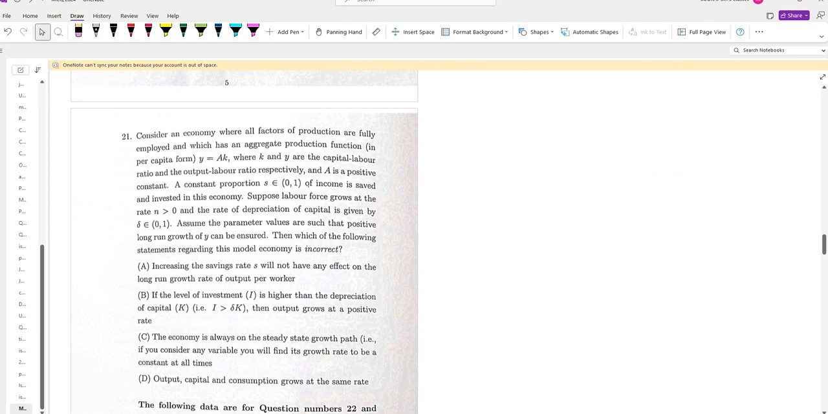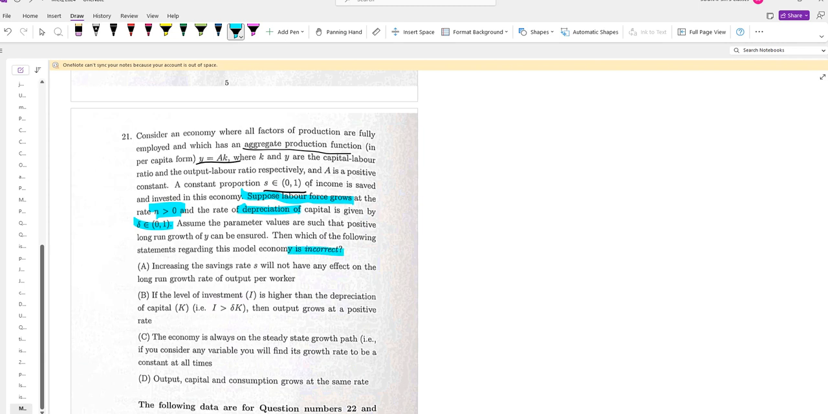So आज का क्वेश्चन है 21 और इसमें कुछ ऐसा कहा गया है, consider an economy where all factors of production are fully employed and which has an aggregate production function y equal to AK, where K and Y are capital labor ratio and the output labor ratio respectively. ठीक है, constant properties are constant. Proportion 0 to 1 of the income is saved and invested in the economy. Very nice. So after that, supply of labor force grows at n greater than 0 and sigma is the depreciation. Normal दिया हुआ है. So which of them is incorrect?